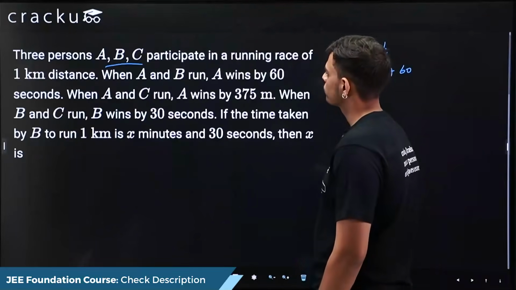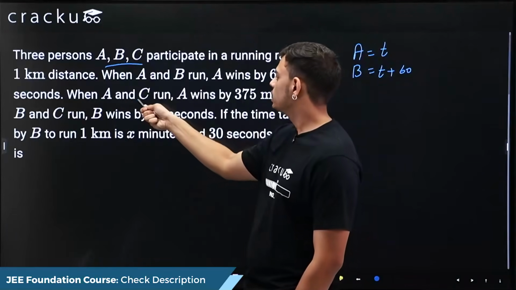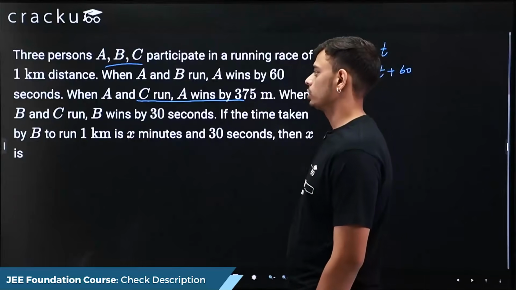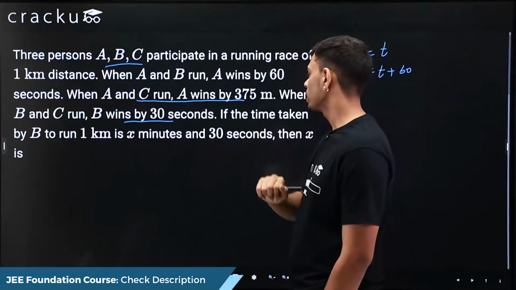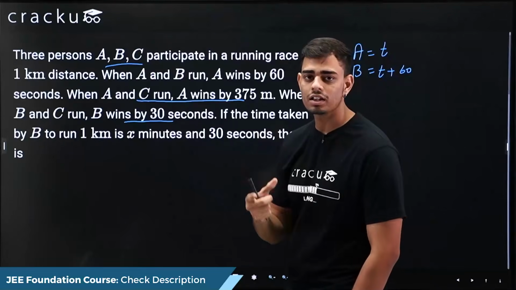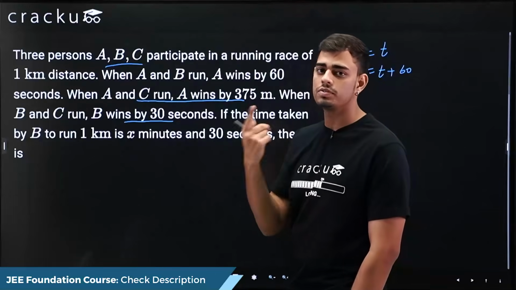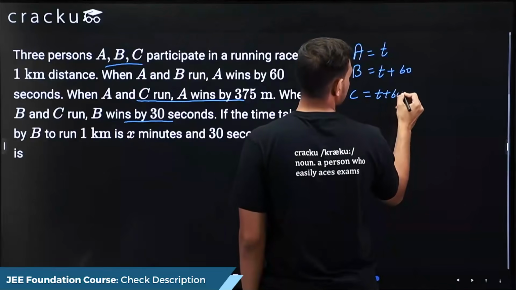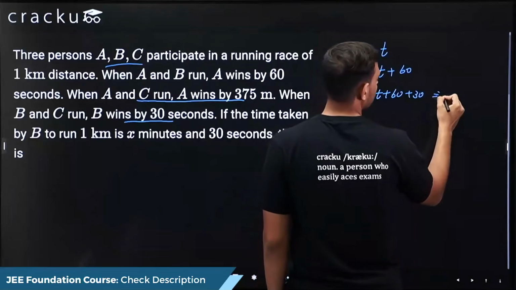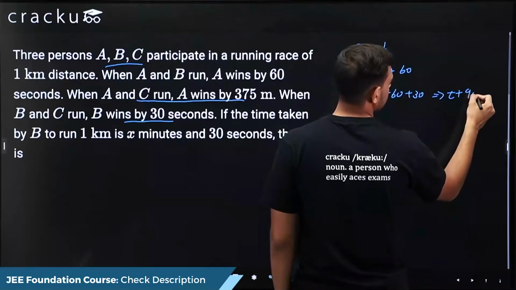Now, when A and C run, A wins by 375 meters. When B and C run, B wins by 30 seconds. It means C is taking 30 seconds more than B. That's why B is winning. So C is taking 30 seconds more than B, a total of T plus 90 seconds.